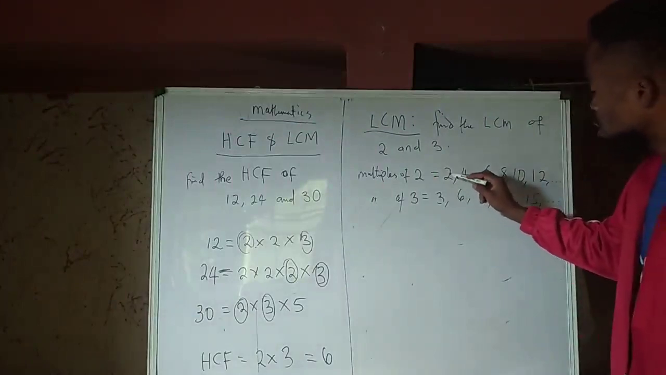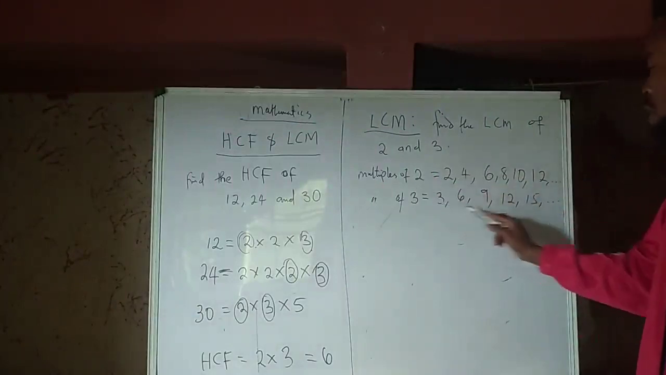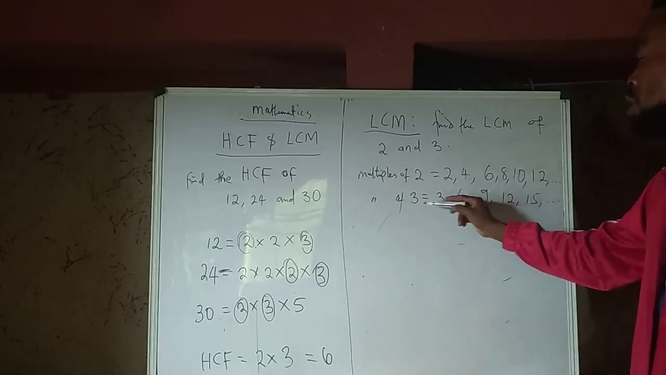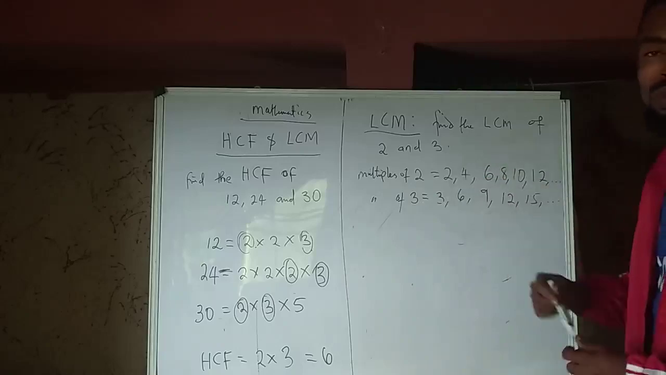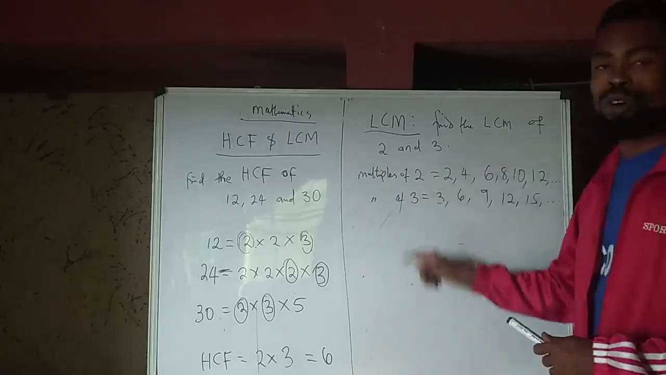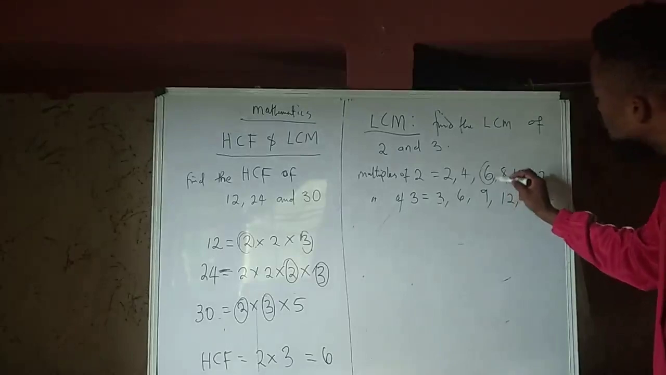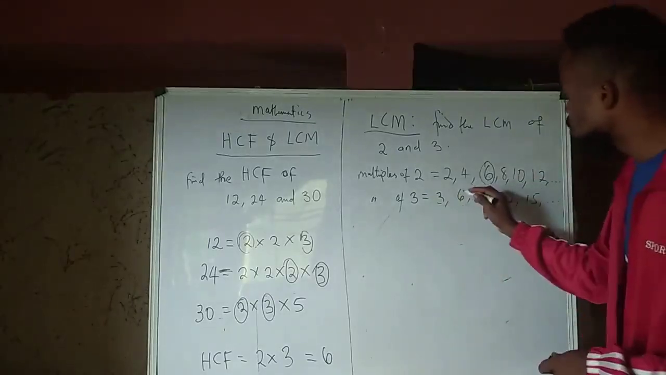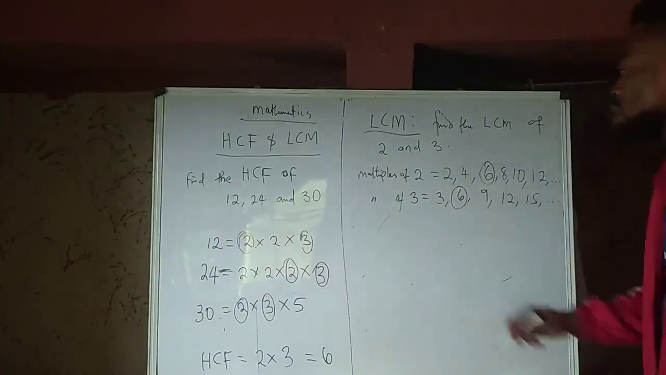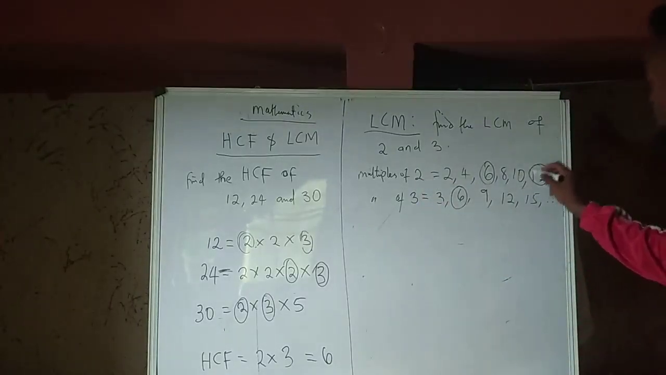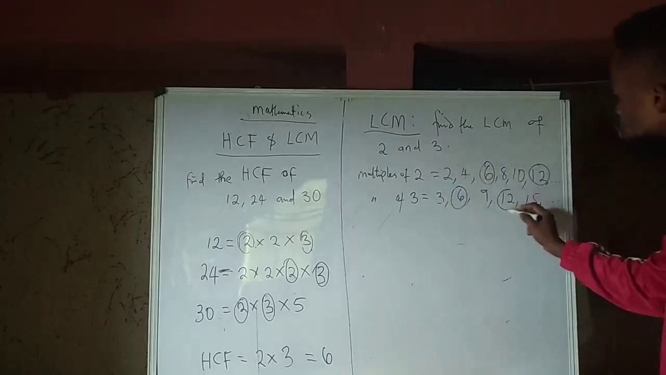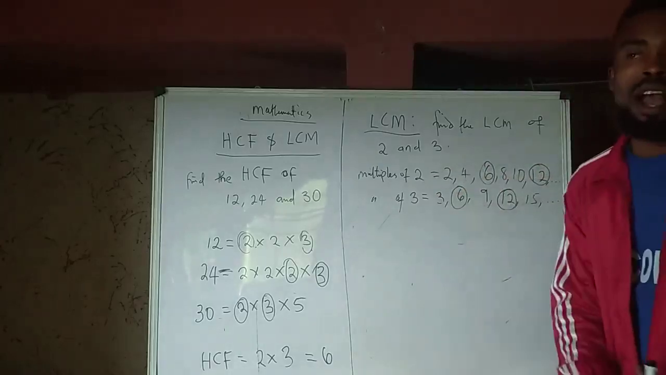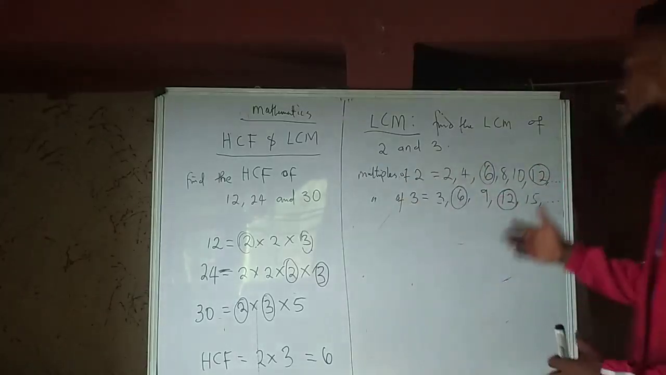We can see 2 is a multiple of 2, but we don't have 2 as a multiple of 3, so 2 is not common. 3 is a multiple of 3, but we don't have 3 as a multiple of 2, so 3 is not a common multiple of 2 and 3. But if you look up here, we have 6 as a multiple of 2, and we also have 6 as a multiple of 3. Again, we have 12 as a multiple of 2, and we also have 12 as a multiple of 3. So 12 and 6 are common multiples of 2 and 3.